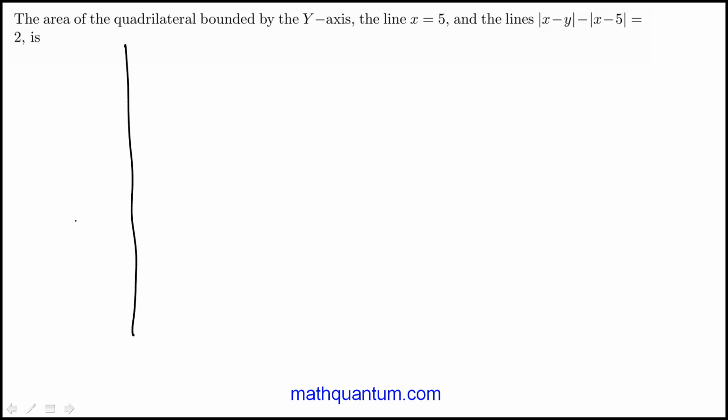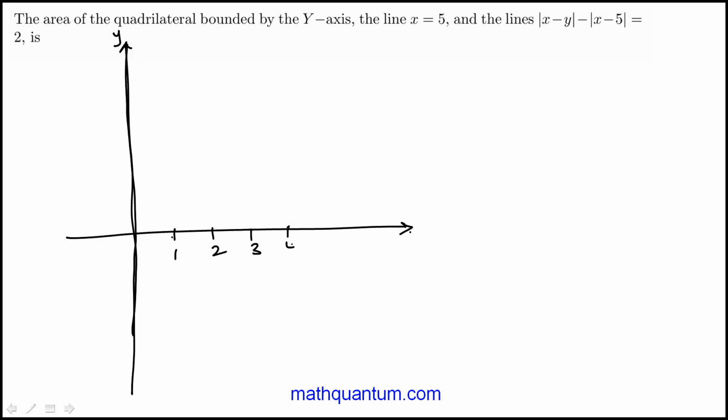So here we need to find the area of this quadrilateral that's between the y-axis, so that's this vertical line, and x equal to 5, which is another vertical line. Something like that. So this is x equal to 5. And we'll start by looking at this region 0 to 5. And because one end is here, x equal to 5.